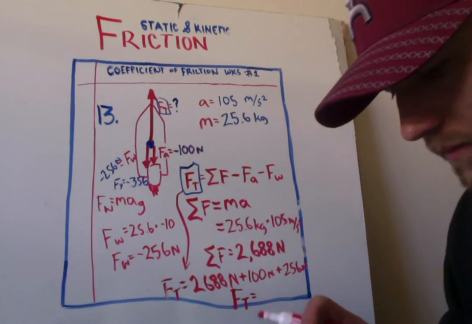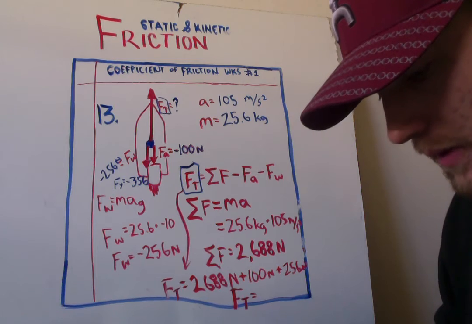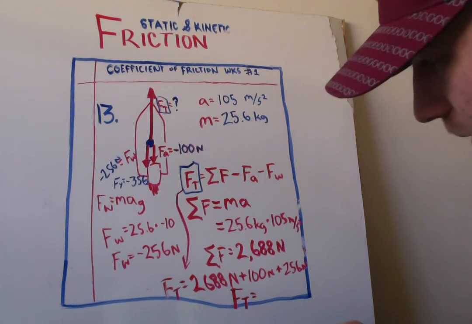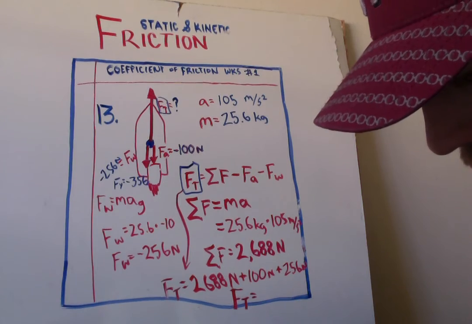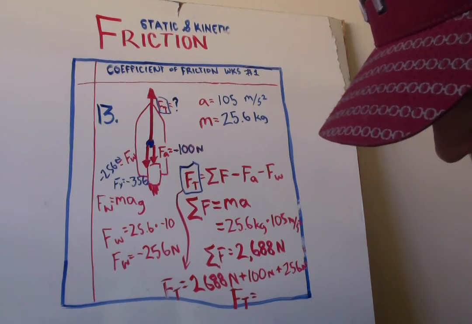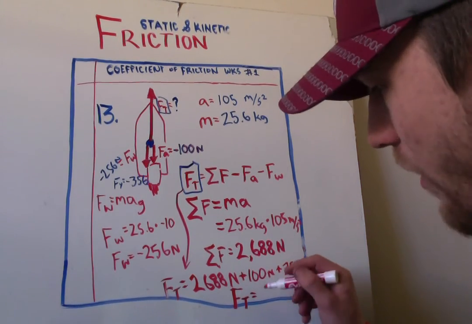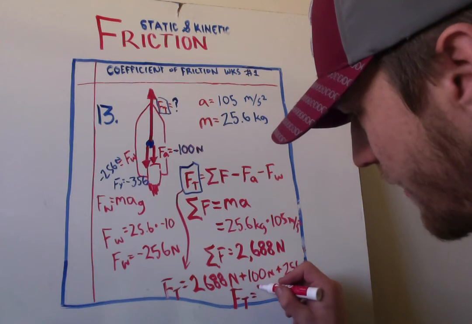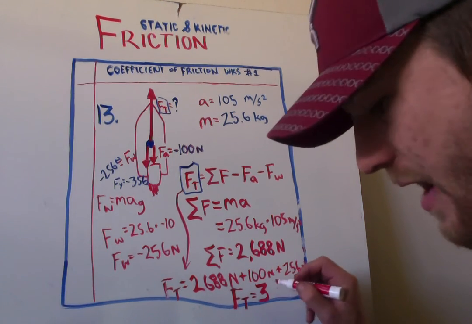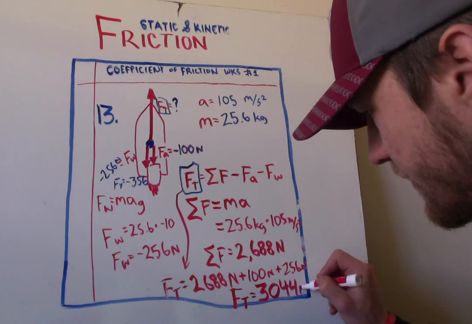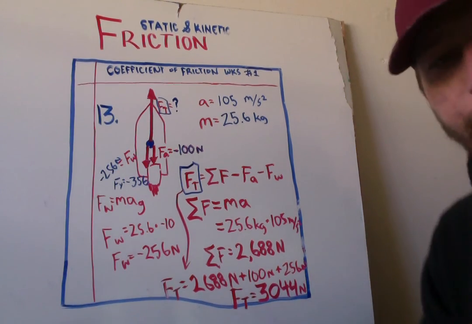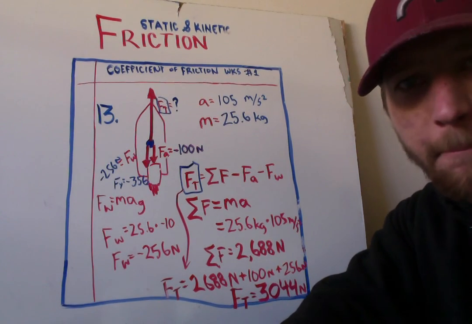So that's how you get your answer. 2688 plus 100 plus 256. You end up getting the force of the thrust of the engines is 3,044 newtons. Okay. And that's how you get that problem. Done.